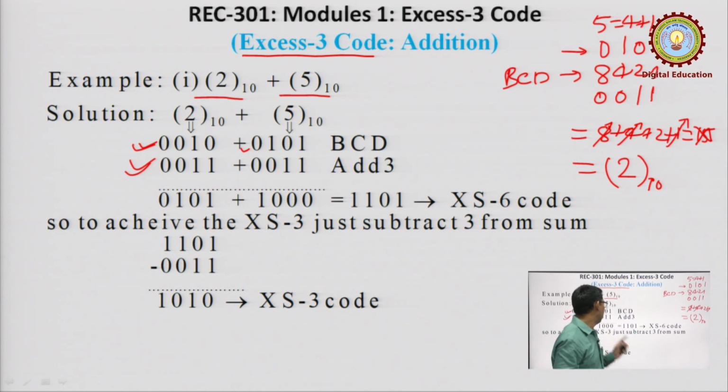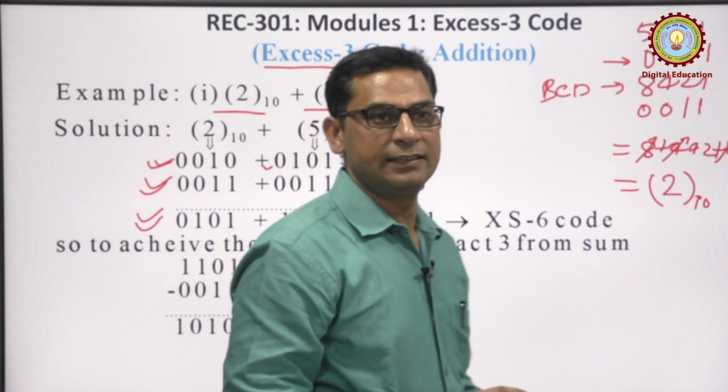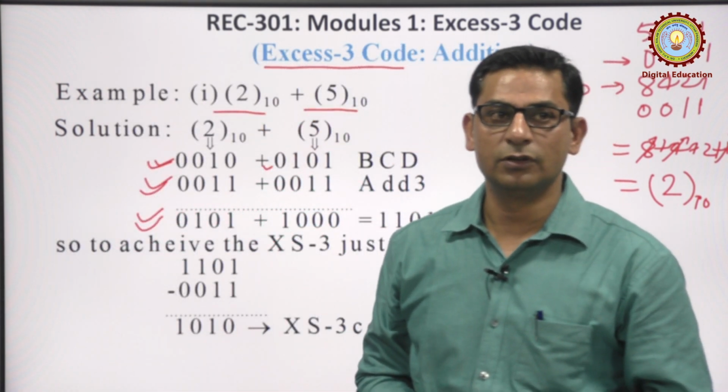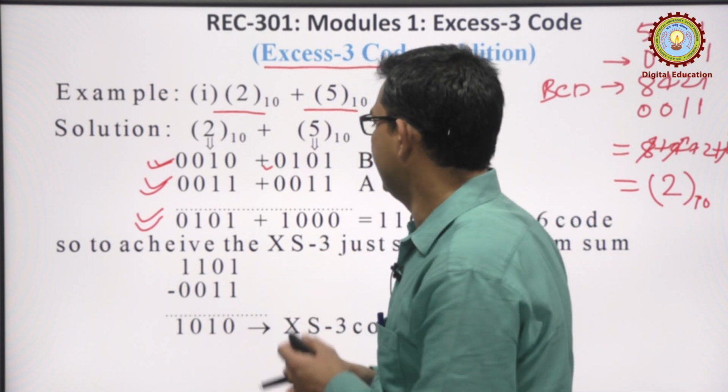Similarly, we will add the binary equivalent of 3 to the 5, and then we will get the Excess-3 code. So, this is the Excess-3 code for 2 and 5. Now, we want to add these two numbers to get the Excess-3 code of 5 plus 2. So, what will we have here?